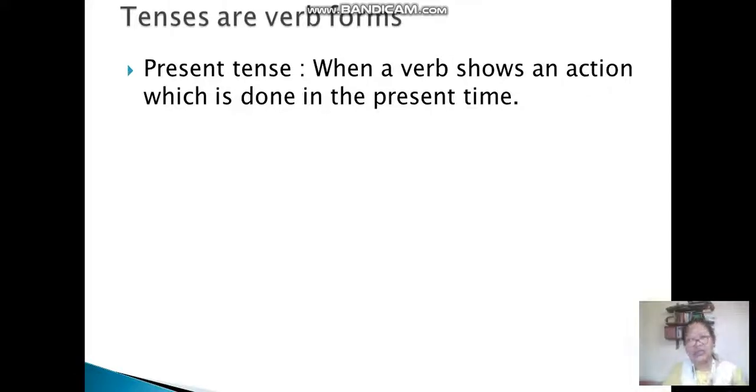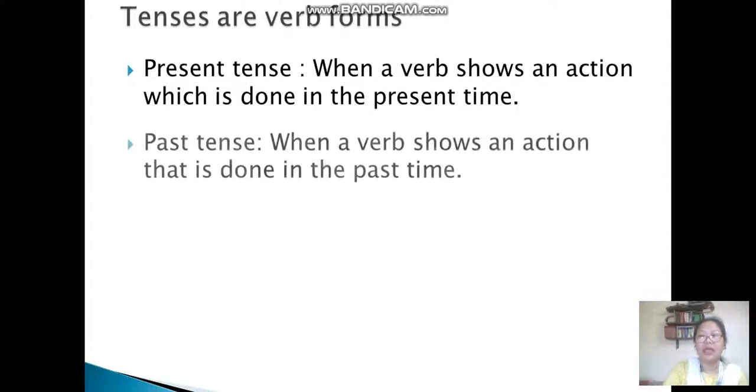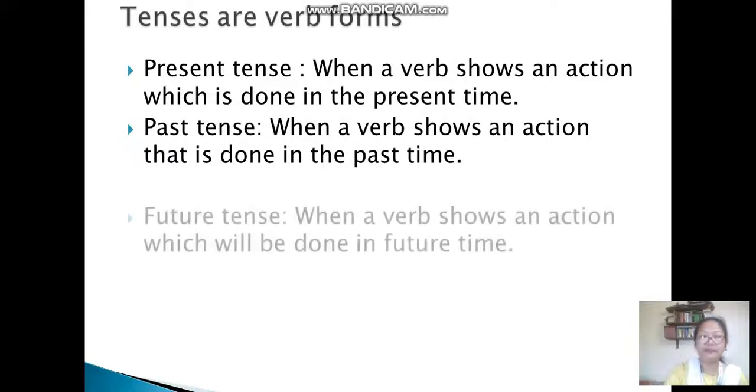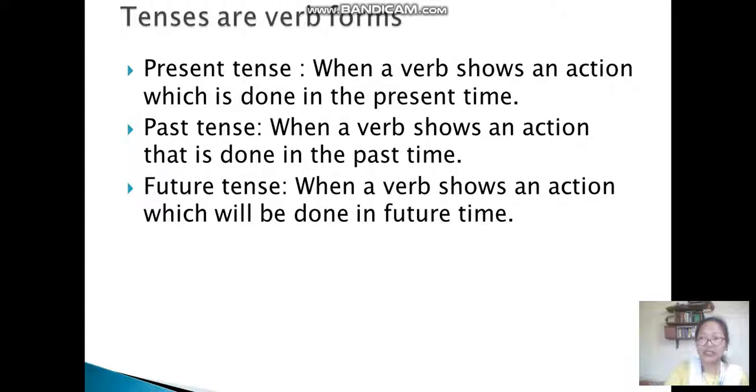What is the present tense? When a verb shows an action which is done in the present. So if we do something in the present, it will be known as present tense. Past tense is when a verb shows an action that was done in the past. Future tense is when a verb shows an action which will be done in the future, when we are talking about the time to come.